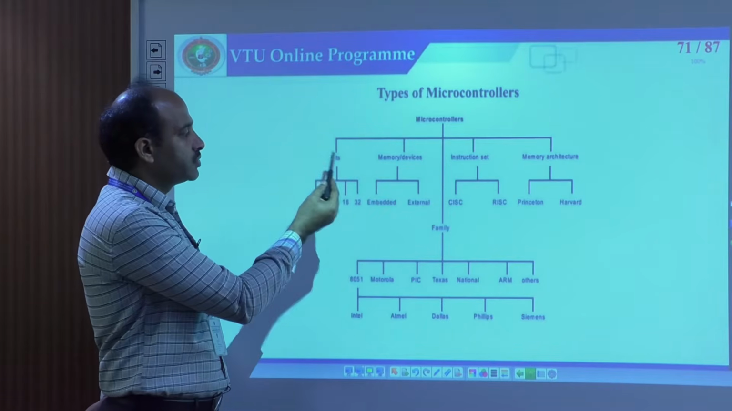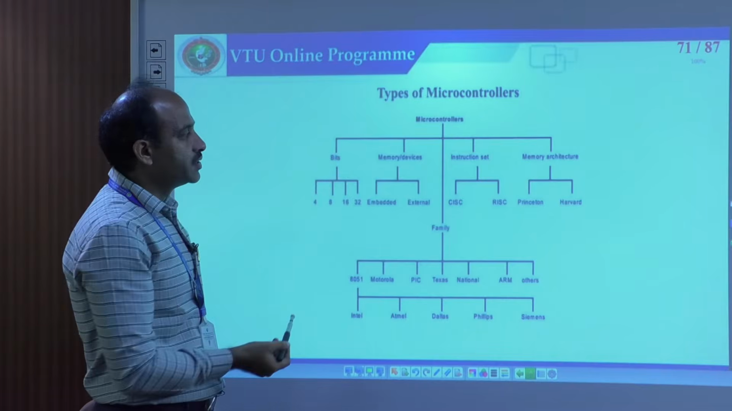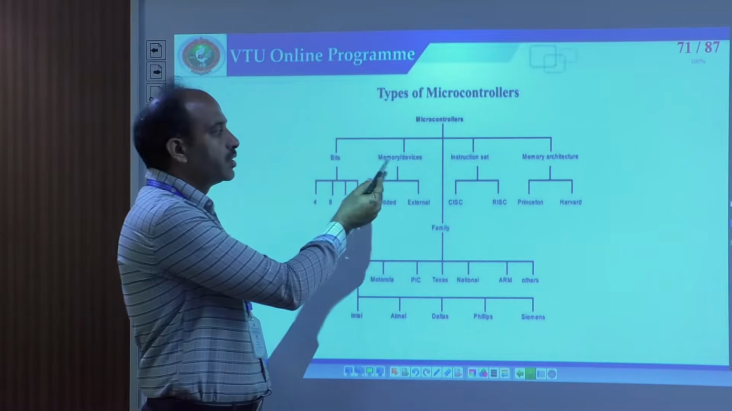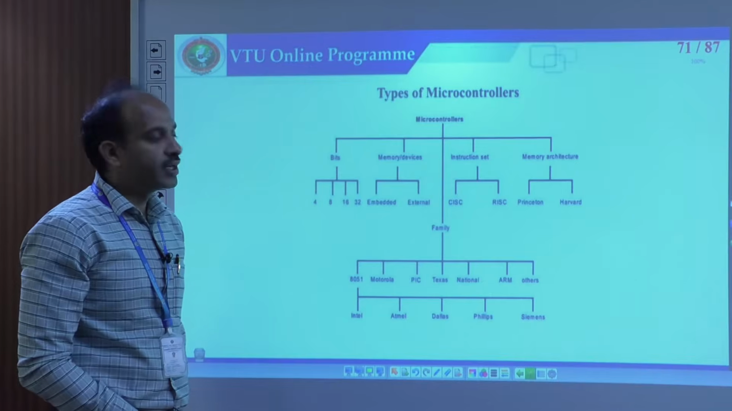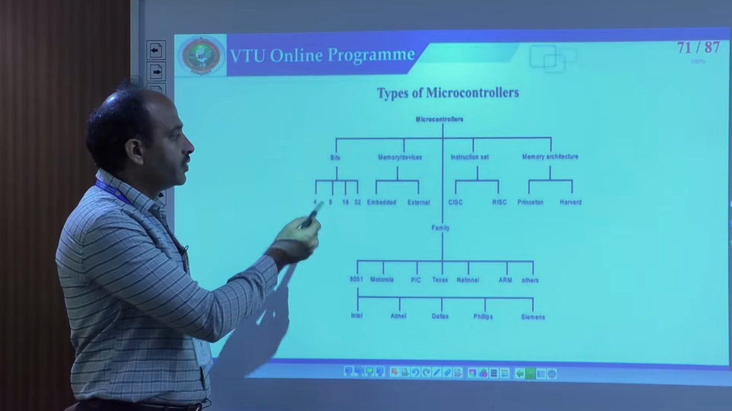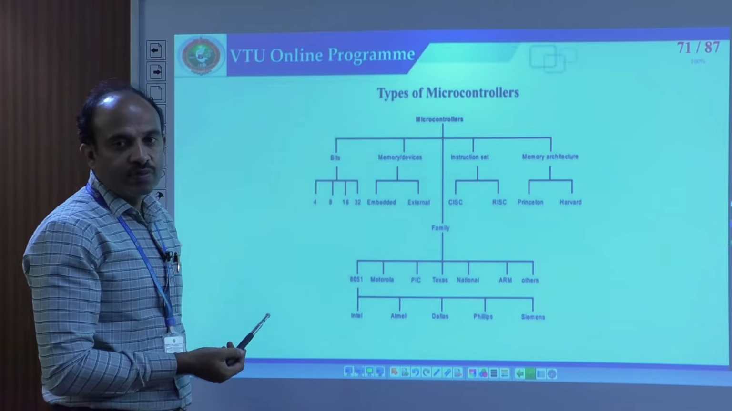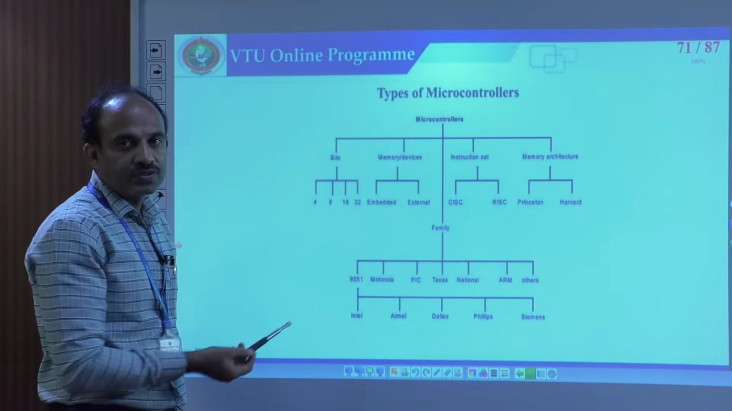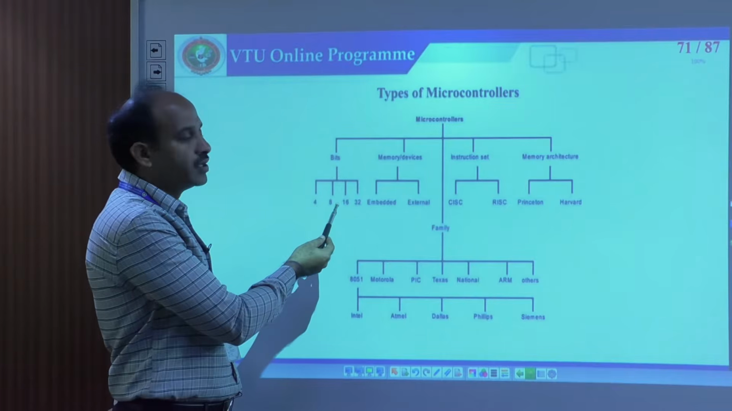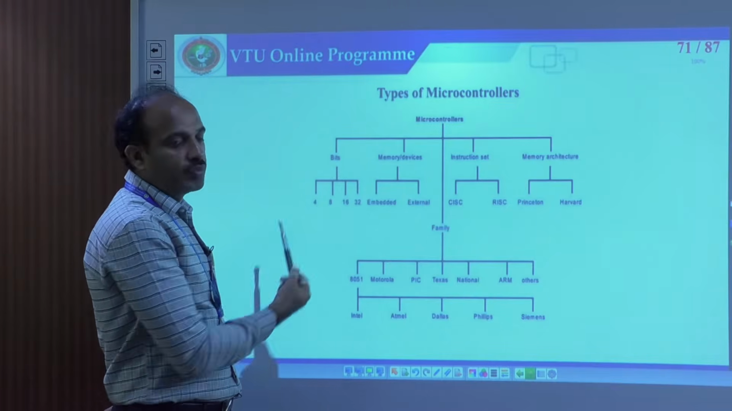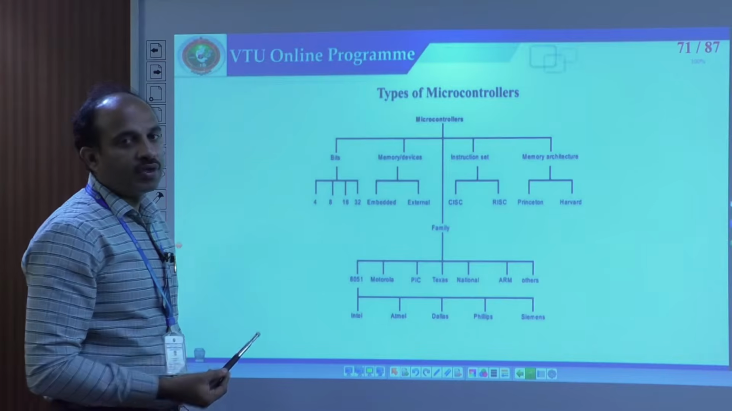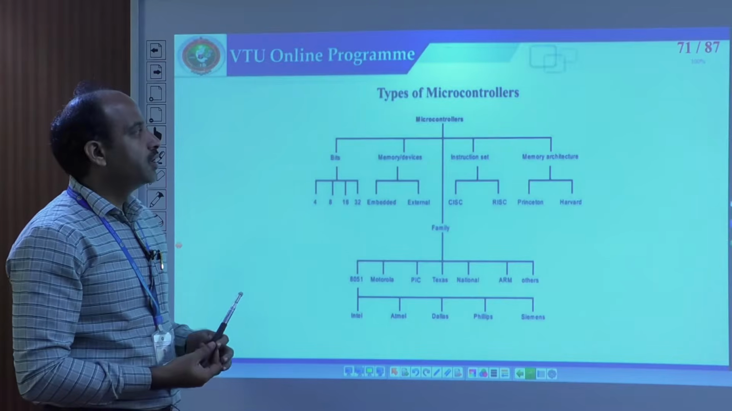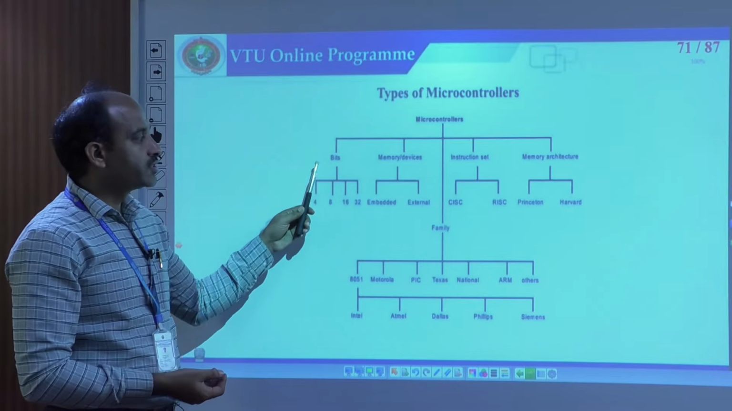Microcontrollers are classified by bits, memory or devices, instructions, and memory architecture. Bits, as we discussed in the memory units concept, can be 4 bits, 8 bit, 16 or 32 bits, even 64 bit. That is one type of microcontroller, one of the different types with respect to bits.